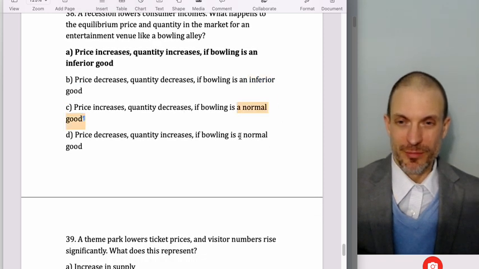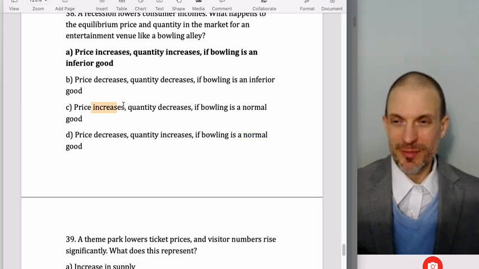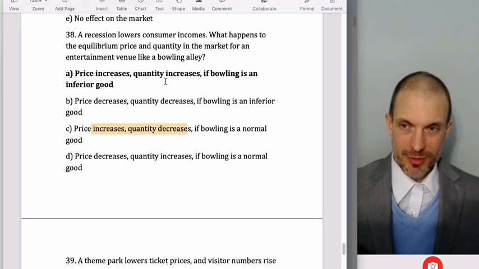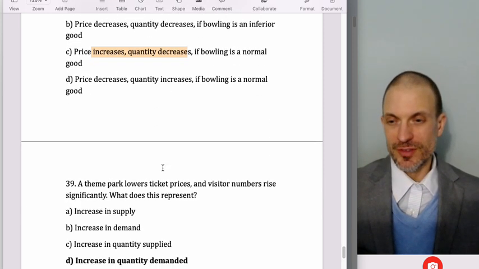And then here I say, okay, bowling's a normal good, but what's the problem? Price increases and quantity decreases. These are moving in opposite directions, but we need them to move in the same direction because the only thing changing was this shift of demand.